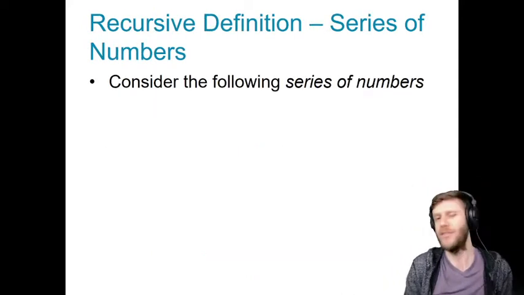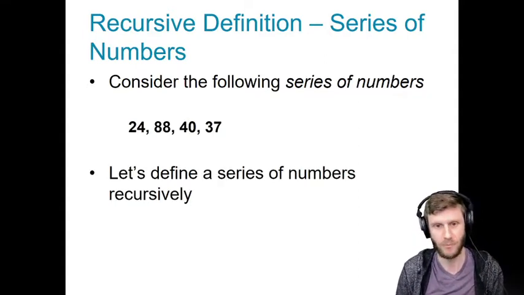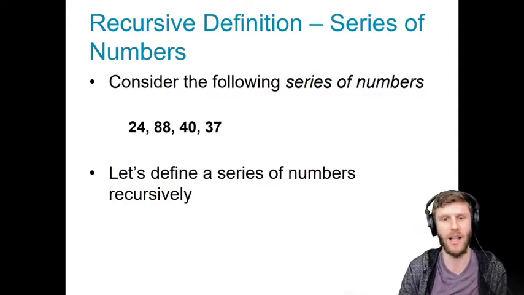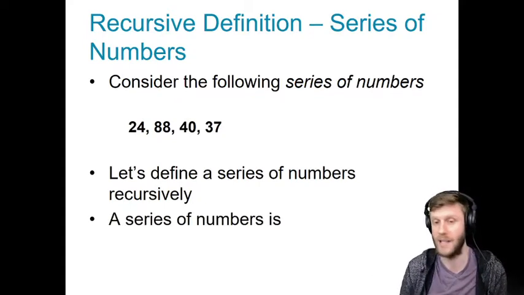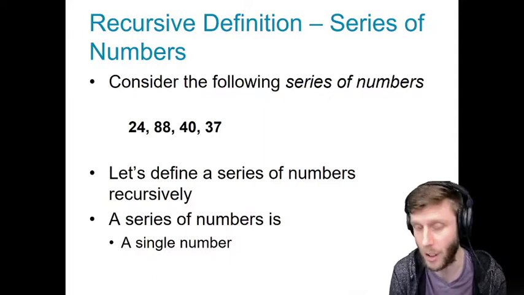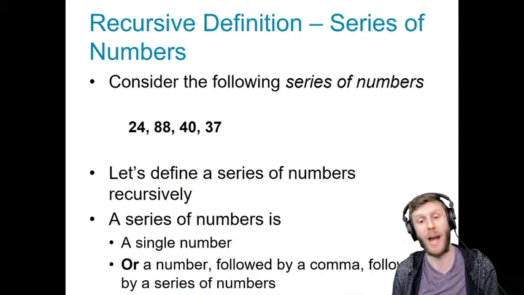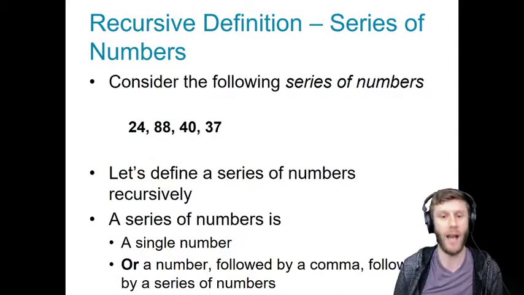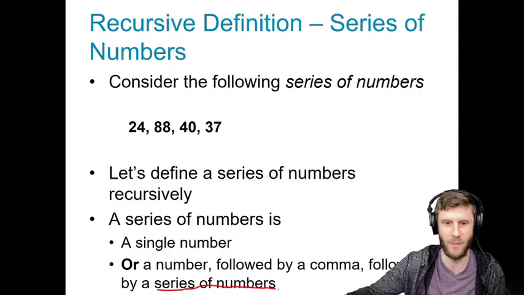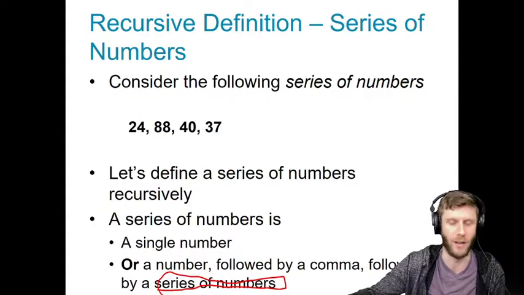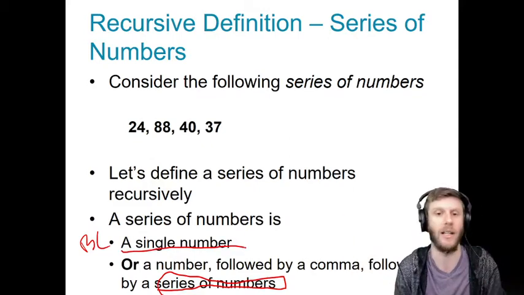Series of numbers. Consider the following series of numbers. 24, 88, 40, and 37. Let's define these recursively. Let's define a series, not these specific numbers, but let's define any given series of numbers recursively. So, a series of numbers is a single number or a number followed by a comma followed by a series of numbers. So, if I were to ask you which one's the base case, well, this one references a series of numbers in it, so that's probably the recursive one. And the base case, a lot of times you just look for something that's just like an answer. So a single number. Okay, great.